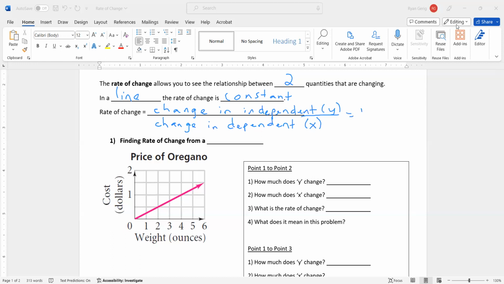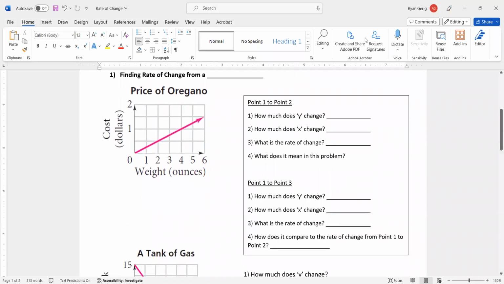Another way you've heard of it, I'm sure, is rise over run. Rise being how much it goes up and down, so y. Run being how far it goes left and right, so x. So that's rate of change. Now we're going to look at finding the rate of change from different situations. The first one we're going to take a look at is from a graph.